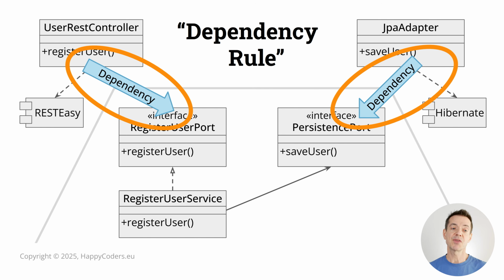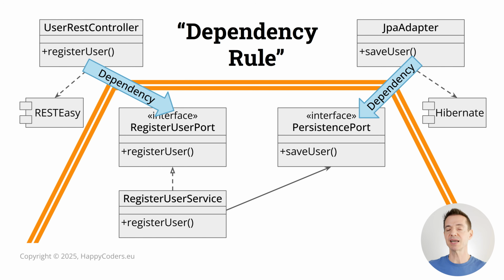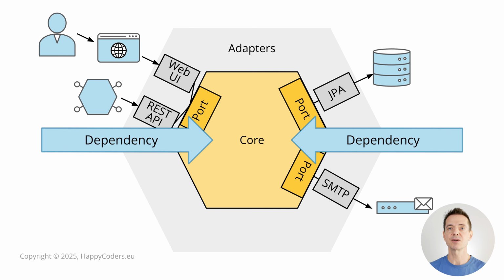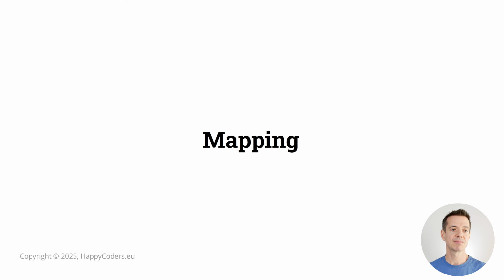And in this way, the Dependency Rule is like a protective shield for the application core. It shields the core from all technical influences from the outside. Here you can see the overall architecture again. All dependencies lead to the core. And this enables the isolation that makes hexagonal architecture so powerful. But it also requires more work, and that brings us to the topic of mapping.